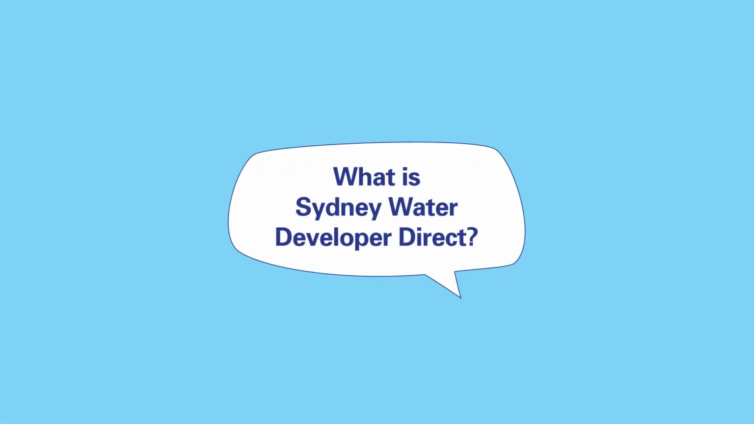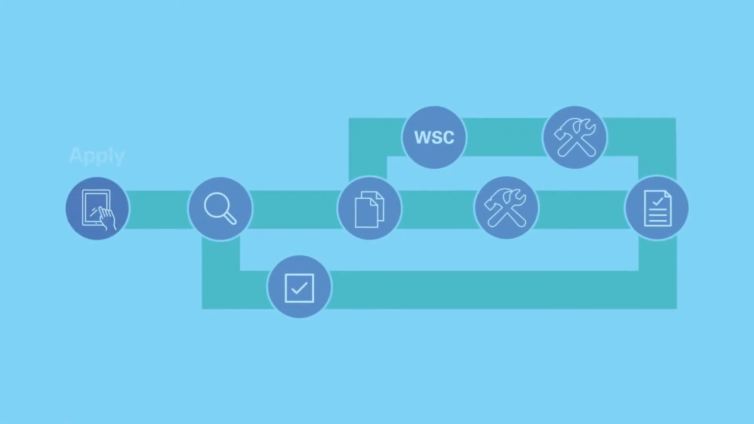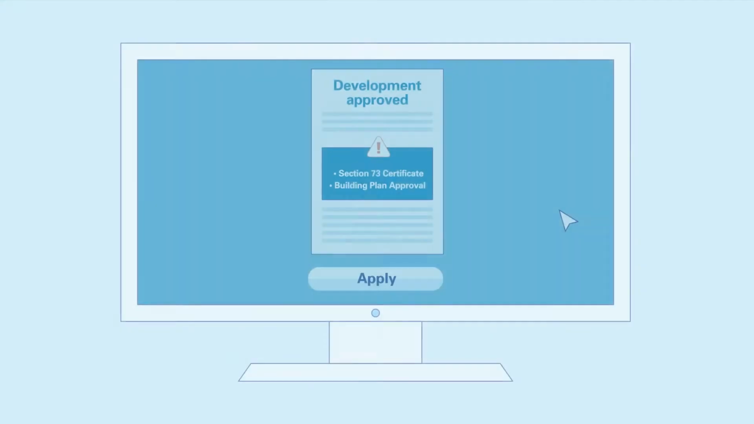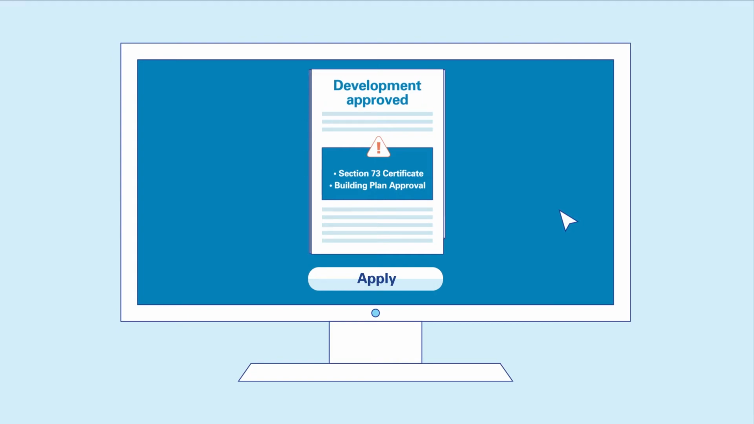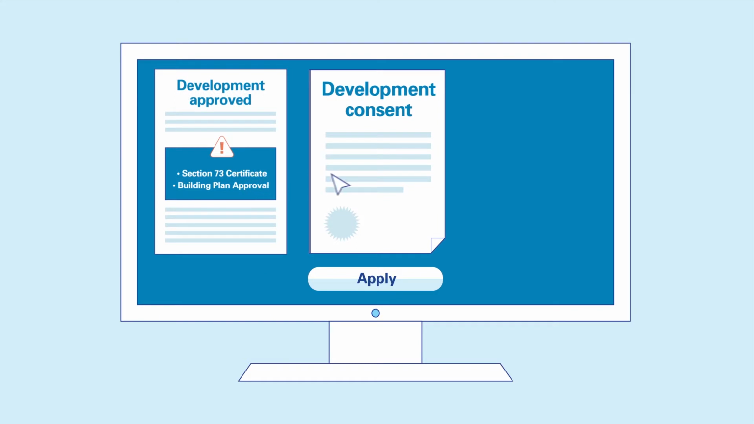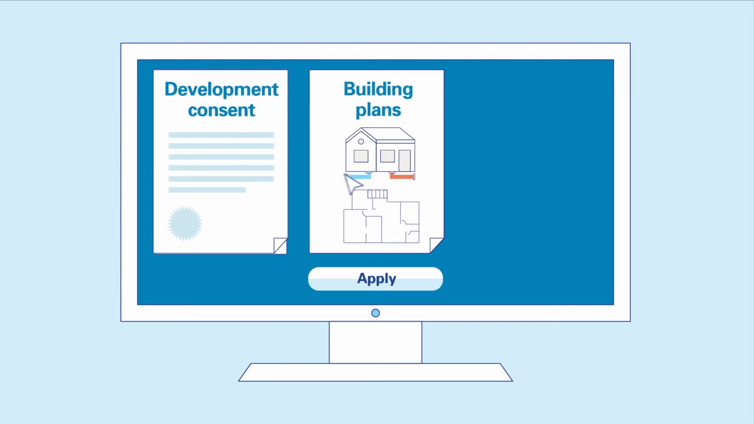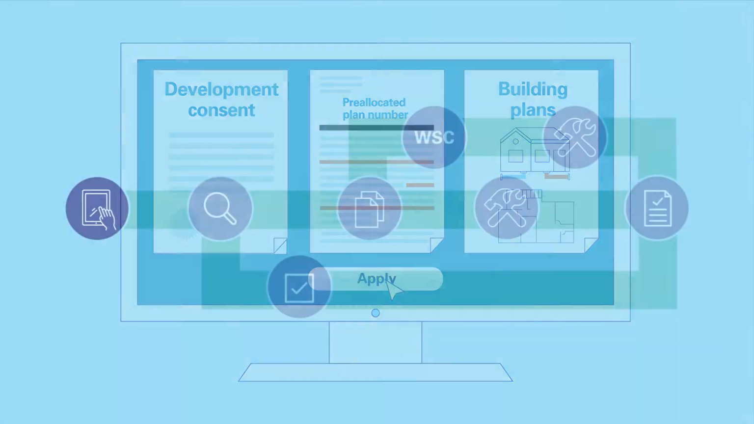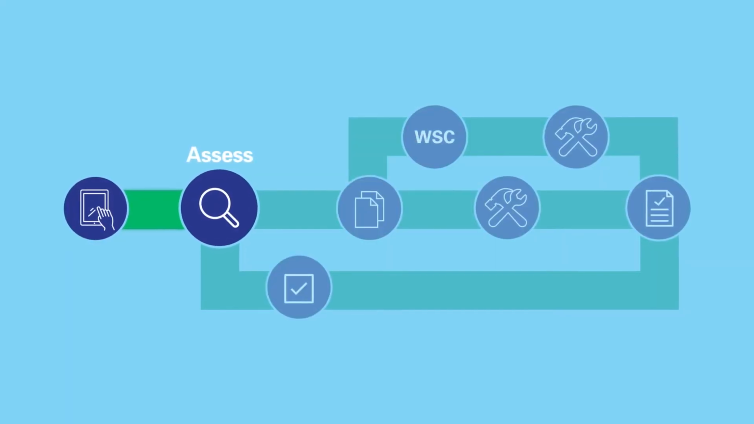What's the process if you choose Sydney Water Developer Direct? Firstly, you need to apply online. It only takes a few minutes. You'll need to get a few documents together to fully complete the application. You'll need your developer approval, including development consent from council, building and subdivision plans, and a pre-allocated plan number from your surveyor.